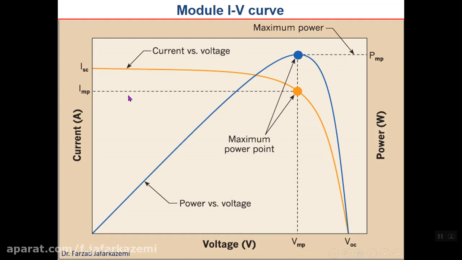You may remember that there are 5 important parameters for each solar module or solar cell. These are the short circuit current, the open circuit voltage, the voltage at maximum power, the current at maximum power. And what is the maximum power? The maximum power is the peak point of the power curve, and this point is the maximum power point on the IV curve, and this is the maximum power which the module can produce at this voltage and this current.